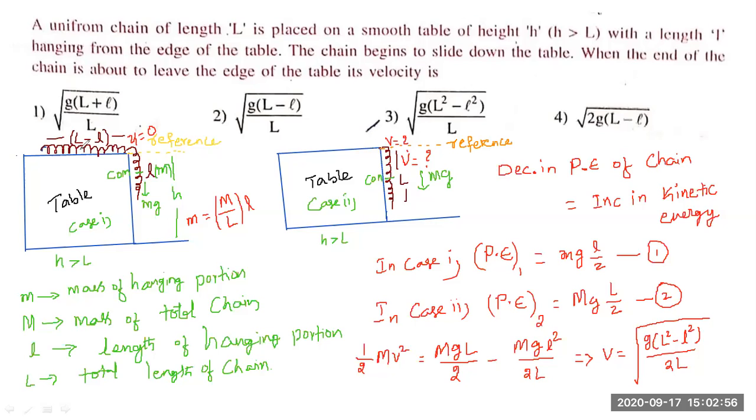Okay, students, since it is kept on a smooth surface, there will be no friction and no opposing forces. Therefore, we can directly make use of this relation: decrease in potential energy of the chain should equal the increase in kinetic energy of the chain. Okay. Now, before applying this, students, let us see some assumptions.